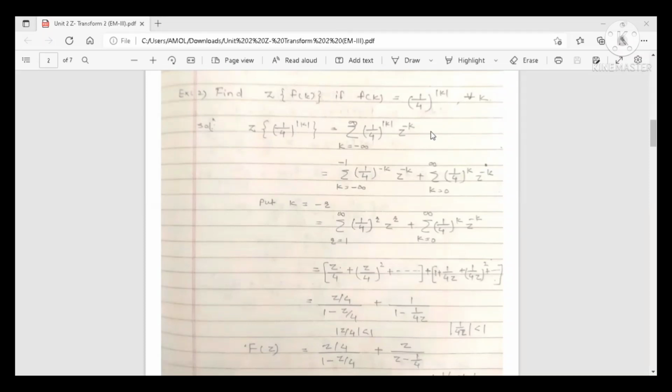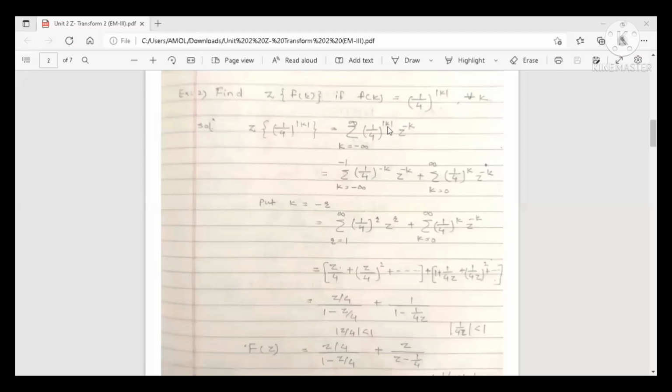This is the example. Find Z transform of f of k if f of k is equal to 1 by 4 to the power mod k for all k. Now, the Z transform of 1 by 4 to the power mod k is equal to, use the definition of Z transform. Z transform definition is summation f of k into z raised to minus k, k varies from minus infinity to infinity. Now f of k is the sequence 1 by 4 to the power mod k.